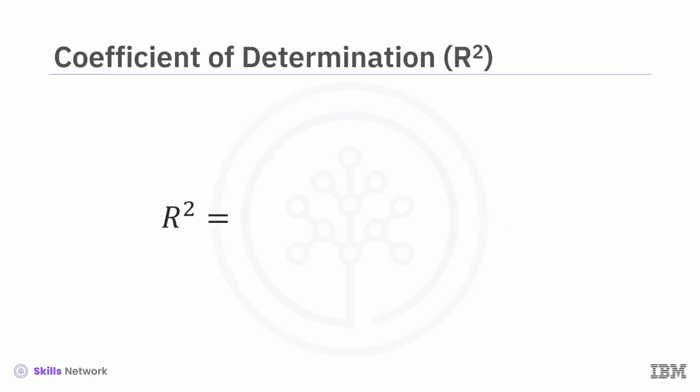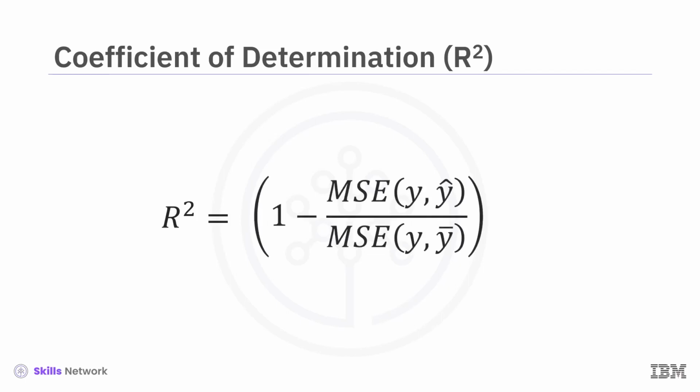The coefficient of determination, or R-squared value, is calculated by subtracting the ratio of the MSE with respect to the regression line divided by the MSE with respect to the average of the data points from 1, as shown in this equation. For the most part, the value of R-squared is between 0 and 1. If the values on the regression line are represented as y hat, and the average value is defined as y bar, we can write the function as shown, R squared equal to 1 minus the mean square error of y and y hat divided by the mean square error of y and y bar.